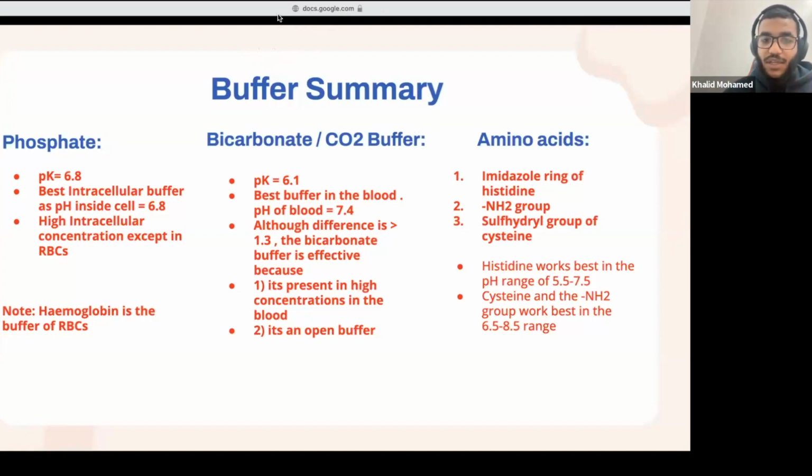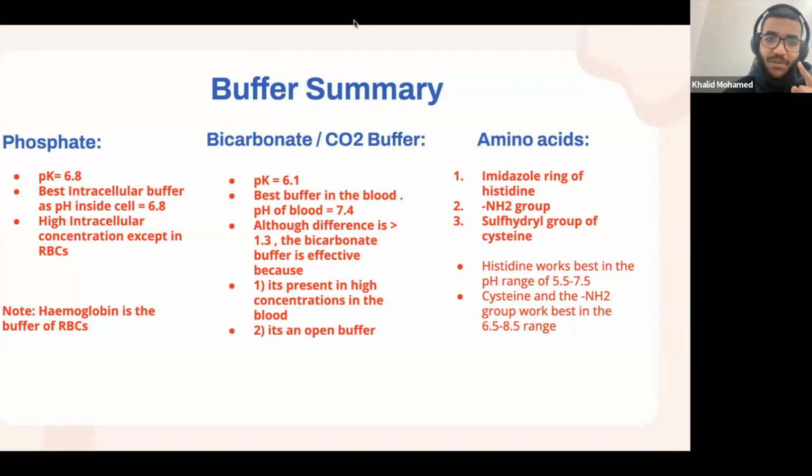And if the buffer was very good, if the pK of the buffer was actually 7.4, let's say, and it was an open buffer, then there would be overcompensation. There would be alkalosis because the buffer is working very well, and above that, you're removing carbon dioxide. So now there is an imbalance. So basically, ventilation helps balance this buffer, because it gets rid of carbon dioxide as soon as it's produced. Although there's a huge pK and pH difference, it still works well because, one, it's in high concentrations in the blood, and second, it's an open buffer. So I hope this concept is clear.